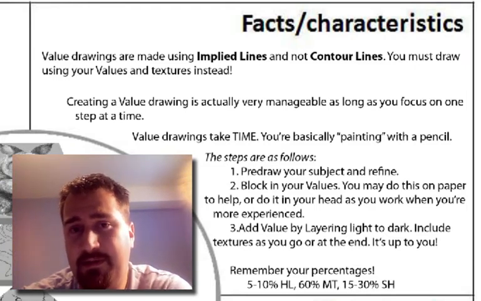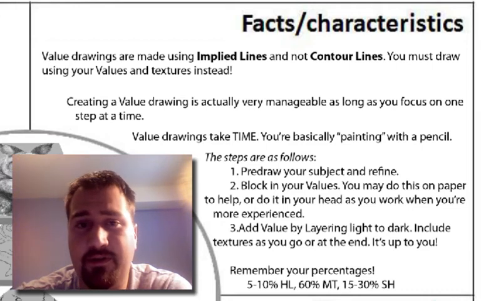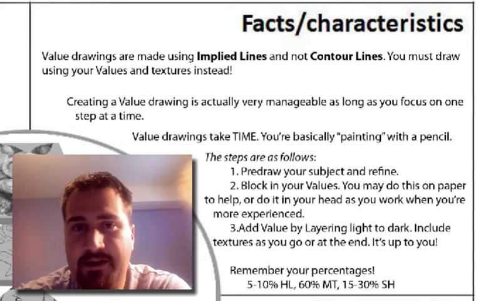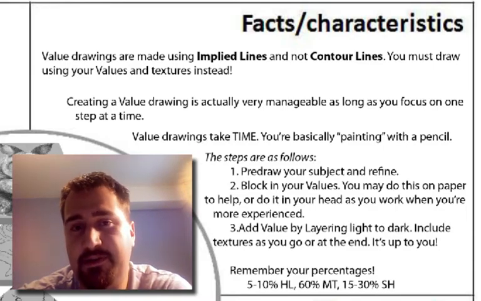It totally depends on a couple of things: how much light and the color of your form. But as beginners, just generally think 5 to 10% for highlight, 60% mid-tone, 15 to 30% for shade.